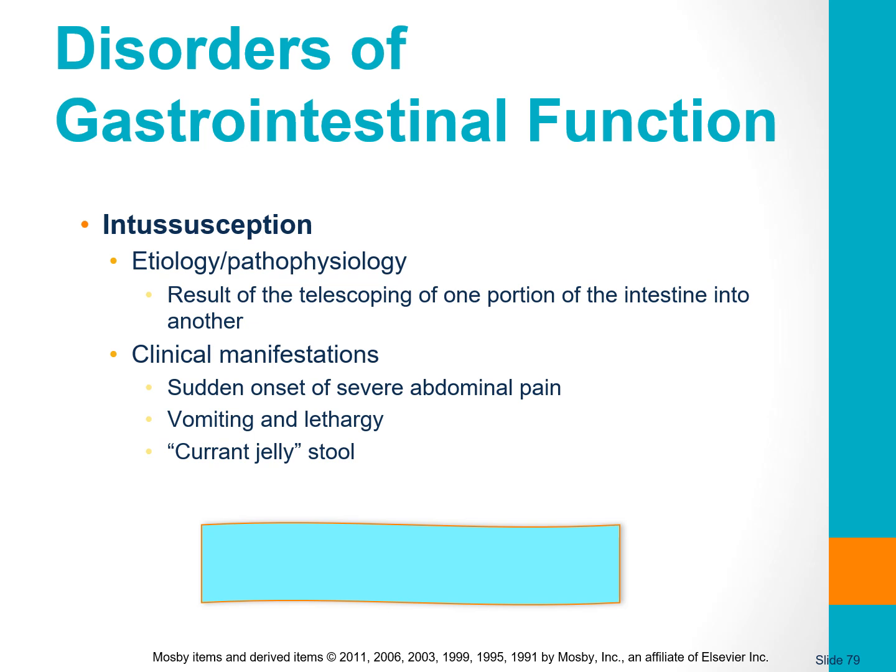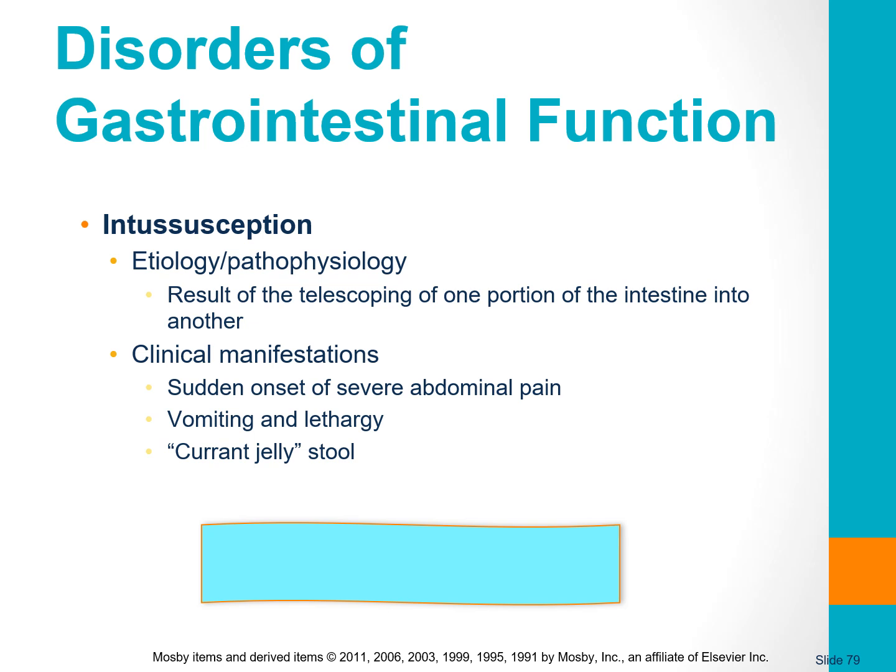Okay, so intussusception. This is one of the most common causes of intestinal obstruction in children between ages 3 months to 6 years. This is a result of telescoping of the intestine. That will make more sense when you see a photo in the next slide.